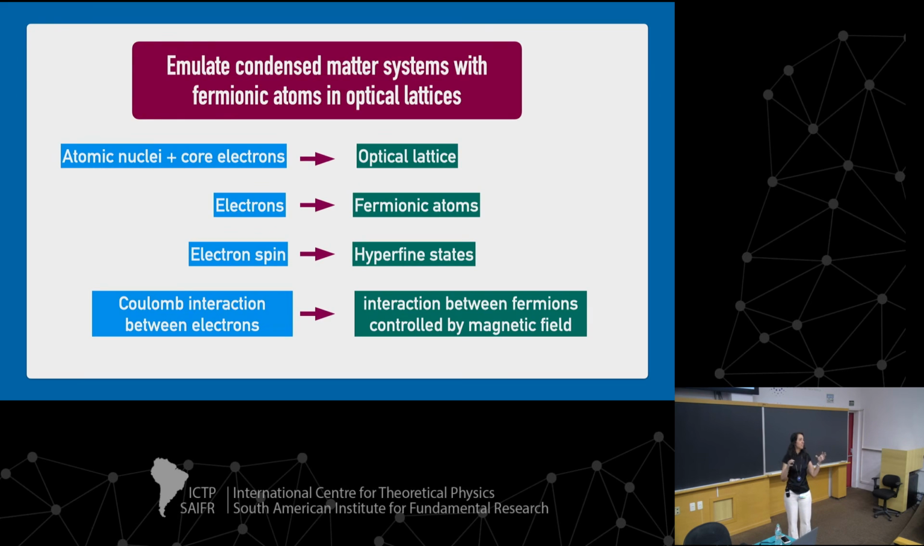So how do we translate from one thing to the other? What in condensed matter is the role of the atomic nuclei and the core electrons? That is done by the optical lattice. This is what generates the periodic potential. The electrons are replaced by the fermionic atoms, the electron spin by the hyperfine state, and the Coulomb interaction between the electrons is replaced by the interaction between the fermions, controlled by the magnetic field, the Feshbach resonance I've shown. And so electron spins are not spins, they are hyperfine states.